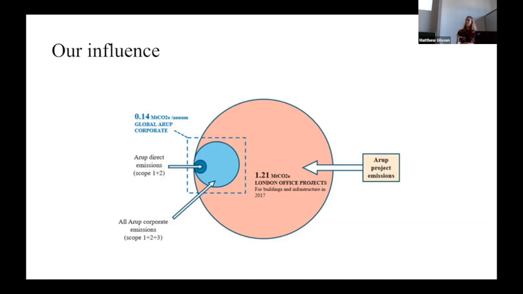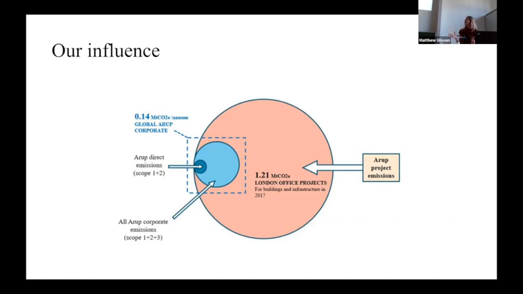So the dark blue dot is our scope 1 and 2 emissions for the entire firm. So that's our electricity and heating the offices and things like that. The pale blue circle is our entire corporate emissions, so scope 1, 2, and 3. That includes our corporate travel, that includes our lunchtime sandwiches when we get them, and that includes our printer paper and all of those kind of things.